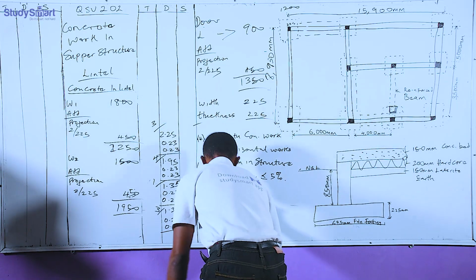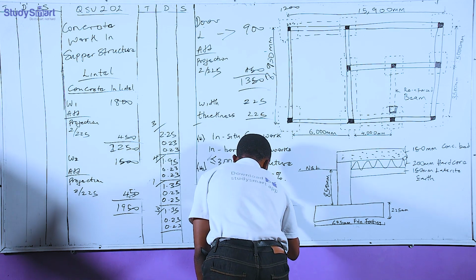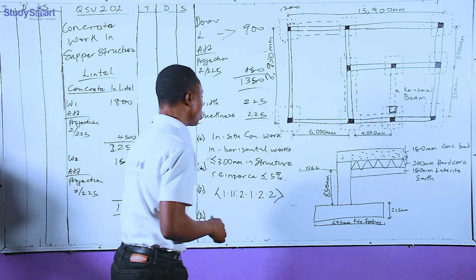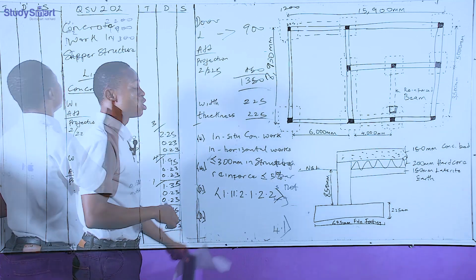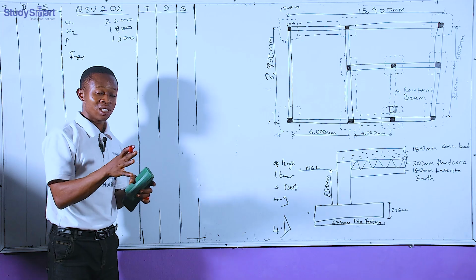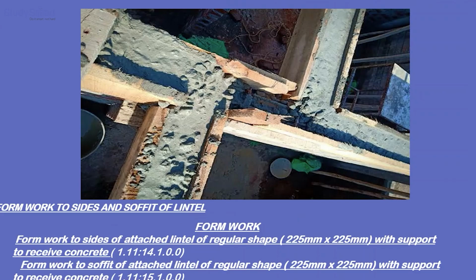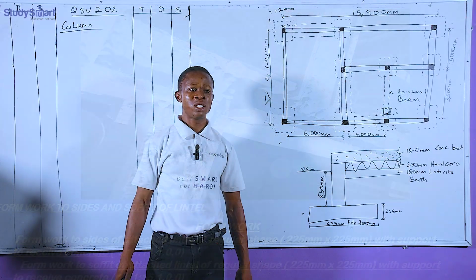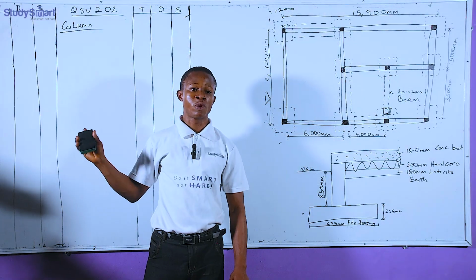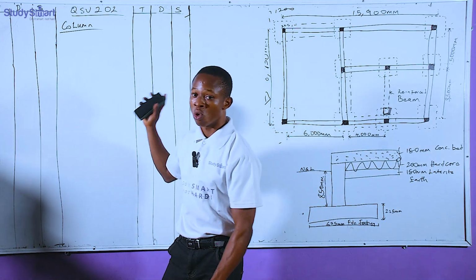Ratio 2.1.2.2. That's where you find it in the BSM4 revised. The size of the formwork of lintel is in meter, while the soffit is in meter square. So take note of that. And in this video, we are going to be concluding the question 2 of the 2019-2020, which is concrete works.